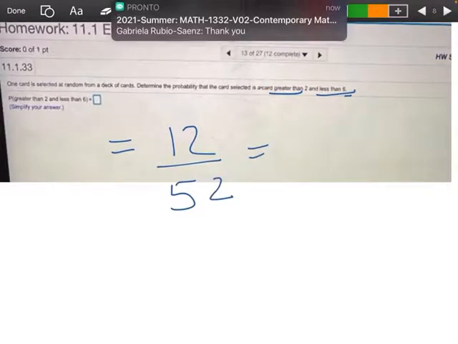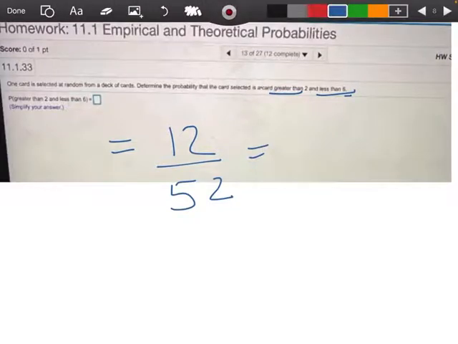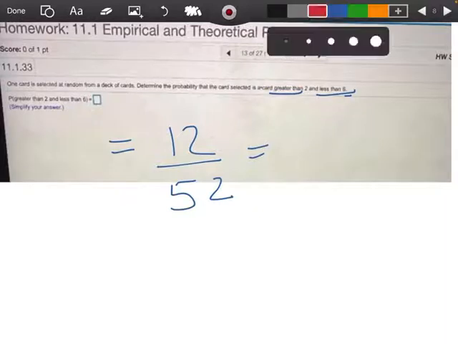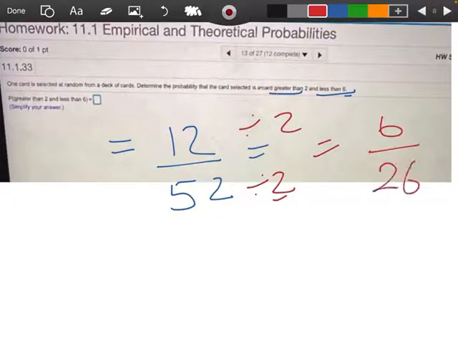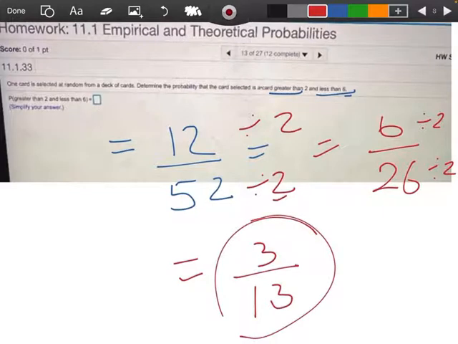Okay, and then what we're going to do now, guys, is I'm going to go ahead and reduce my fraction, right? So first thing we know is, let's divide them both by 2, okay? So let's go by 2. So this is going to be 6 over 26. And then we can say, you know what, let's divide them by 2 again. And that's going to be 3 over 13, okay?